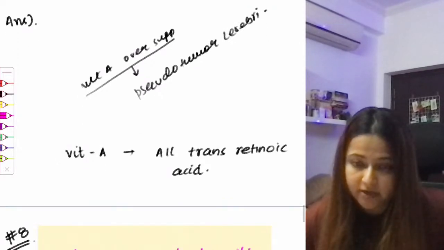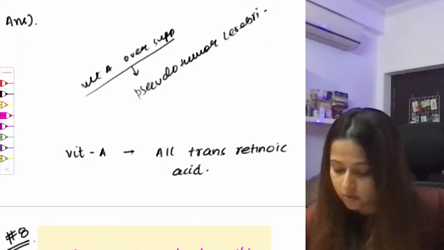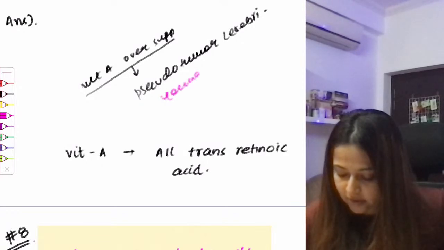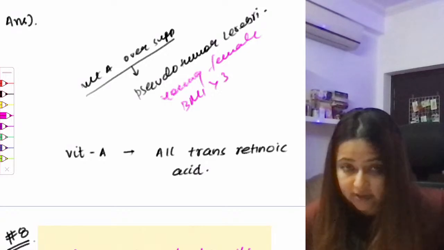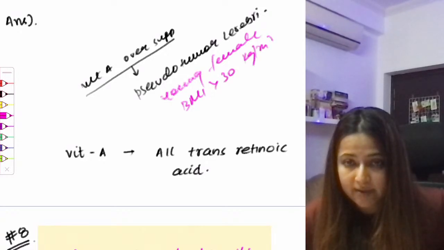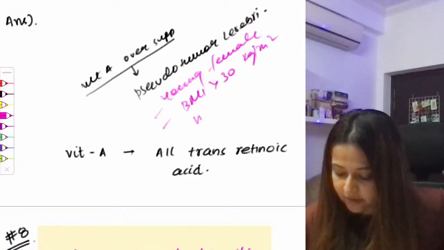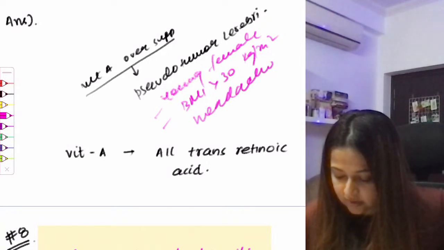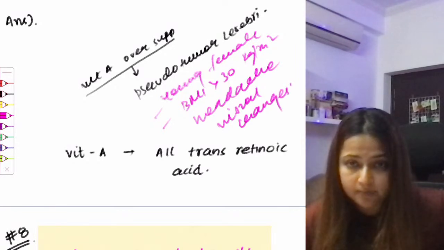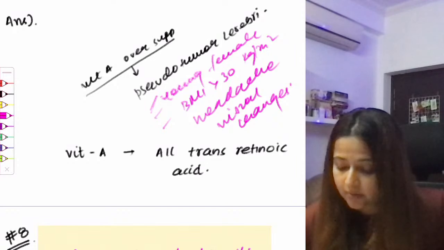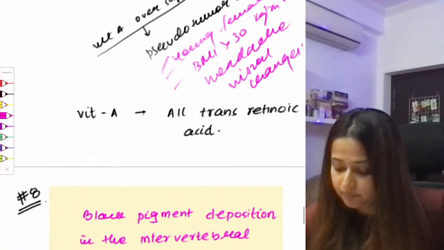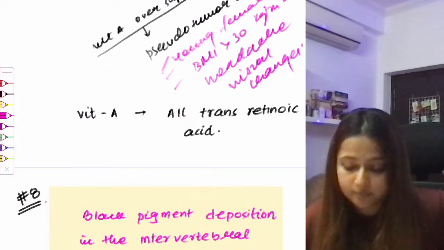And in the previous Unacademy lectures, I told you a few hints about pseudotumor cerebri. Young female, BMI more than 30, complaining of headache and visual changes. So this is the typical history of a patient who is having pseudotumor cerebri, and the management in this case is going to be acetazolamide, which is a carbonic anhydrase inhibitor.